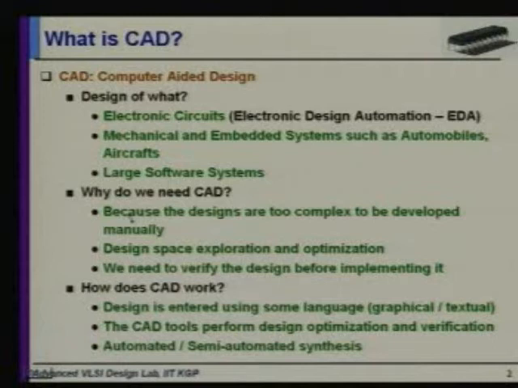How does CAD work? The design is entered in some language. It could be a graphical language, you can draw using symbols, or it could be a textual language, where you actually have a language in which you enter it like a program, and the CAD tools will take that as the input and perform design optimization and verification. And also in many cases we will have automated or manually automated, which we can call semi-automated, ways of synthesizing the design from the specification that you have entered in that language.